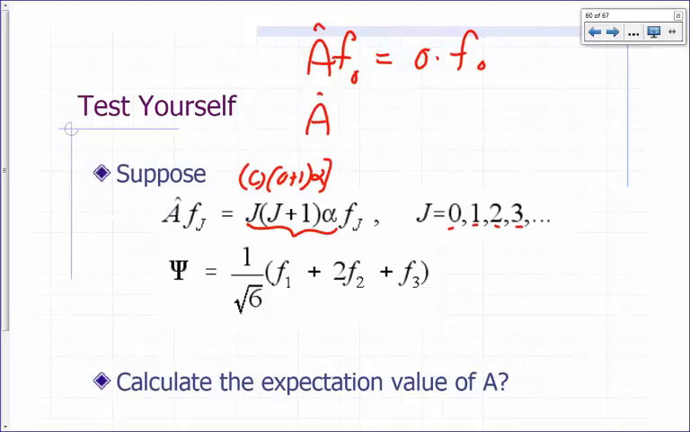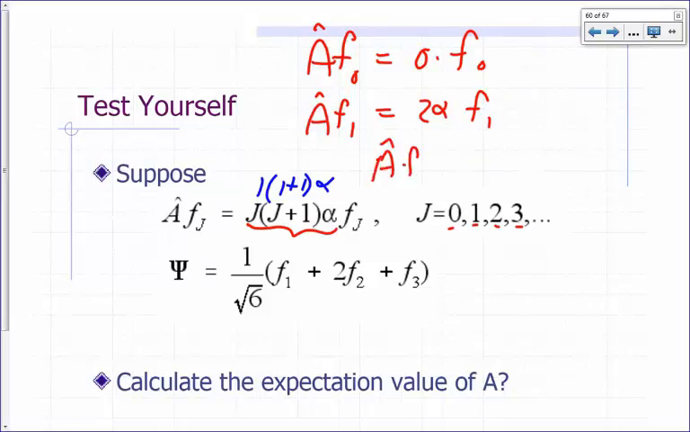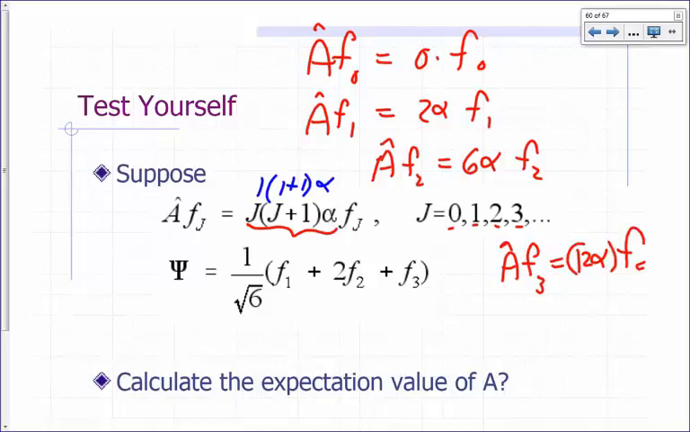What is A hat operating on f1? That's going to be 1 times (1 plus 1) times alpha, so that's 2 alpha f1. What is A hat operating on f2? It's going to be 2 times 3, so that's 6 alpha f2. What is A hat operating on f3? 3 times 4, so that's 12 alpha f3. So those are your possible outcomes: 0, 2 alpha, 6 alpha, 12 alpha, and so on.